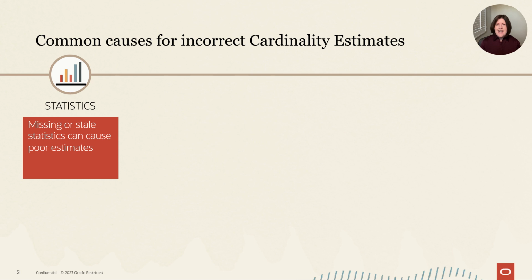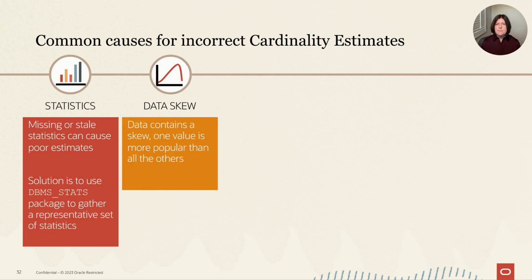So if cardinality estimates are so important and I look in the execution plan and I find I have a problem, the cardinality estimate is wrong, how do I go about correcting that? First place you want to look is at your statistics. Do you have an accurate or representative set of statistics for the objects being used in that query? If you don't, then you need to gather a new set of stats for those objects, and you can do that very easily using the DBMS stats package that we supply with the database.